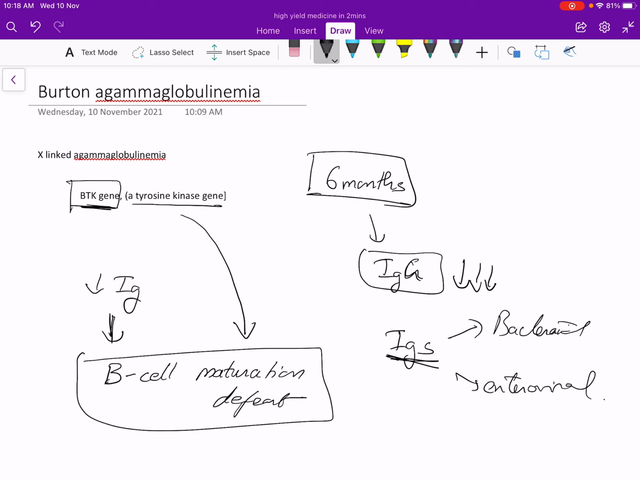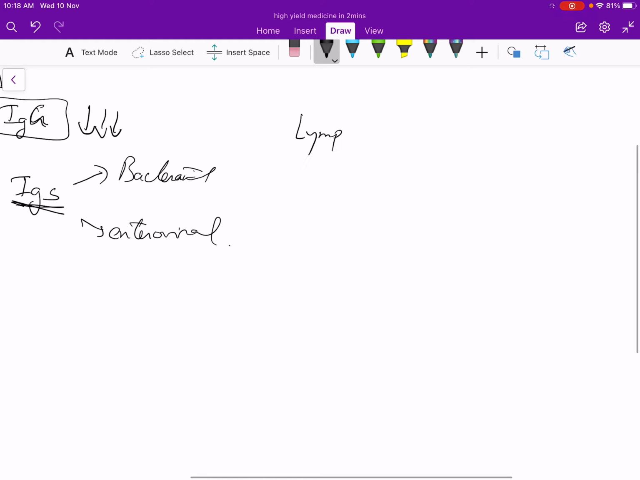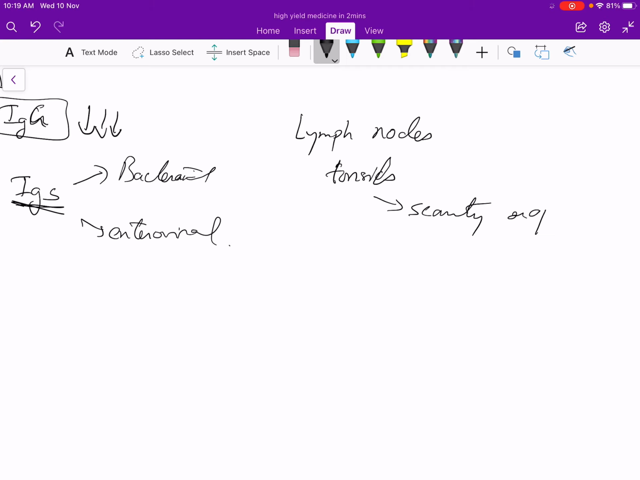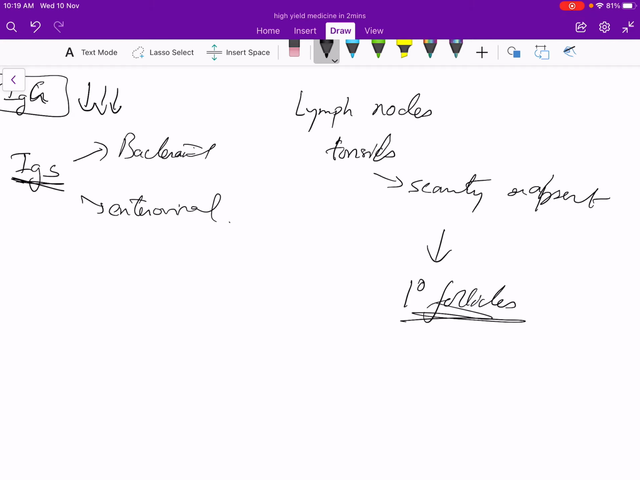Another thing about this disease is that when you look at the peripheral blood, you do not see B cells. B cells are absent or very few in the peripheral blood. And the last thing to note here is that lymph nodes and tonsils in the body are scanty or absent. And when they're scanty, if you take a sample of it, you see there is no primary follicle, no germinal centers in these lymph nodes.